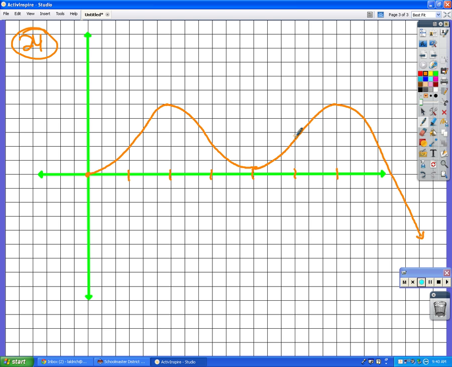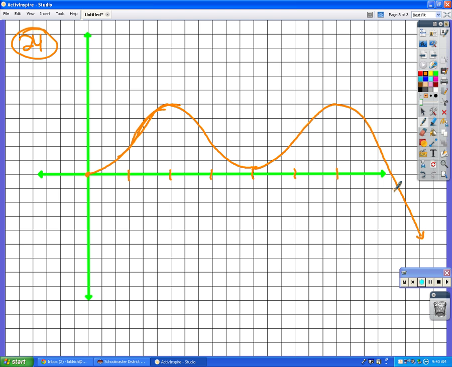Okay, then concave down between 1 and 3. So I might have to tweak that just a little bit to make it look more concave down there between 1 and 3. And then concave down from 5 to forever, right?